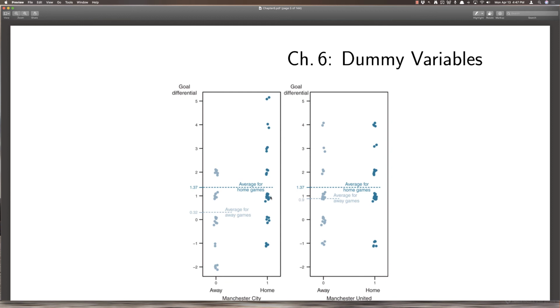We can see here for both teams, the average for home games is higher than the average for away games, the average goal differential, that is. So for home games, Man City, on average, has a 1.37 goal differential, but for their away games, they only have a 0.32 goal differential. These are both good teams. If you don't know a whole lot about English soccer, both of these teams are some of the top teams historically in the past 10 years. So both of them have positive goal differentials, whether it's home or away. But we can see for both of them, the average goal differential for home games is higher, as is indicated here.